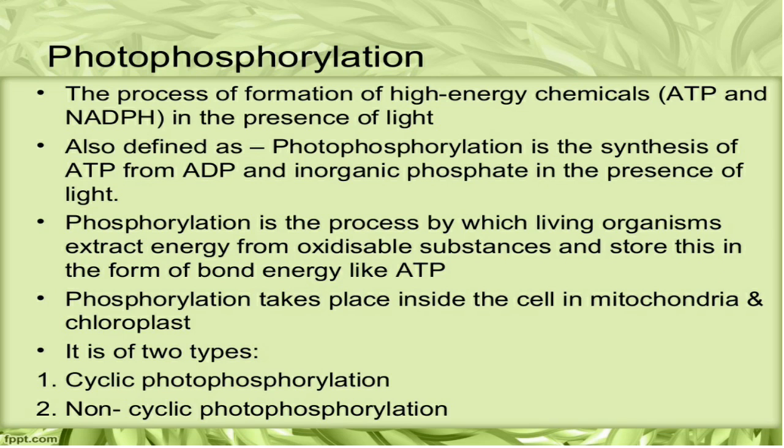Photophosphorylation, the process of formation of high energy chemicals ATP and NADPH in the presence of light. Also defined as the synthesis of ATP from ADP and inorganic phosphate in the presence of light. Photophosphorylation is the process by which living organisms extract energy from oxidizable substances and store this in the form of bond energy like ATP. Photophosphorylation takes place inside the cell in mitochondria and chloroplast. It is of two types, cyclic photophosphorylation and non-cyclic photophosphorylation.